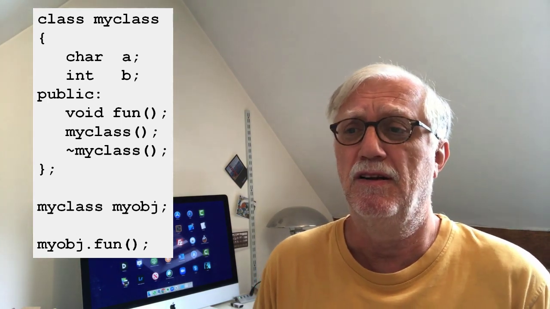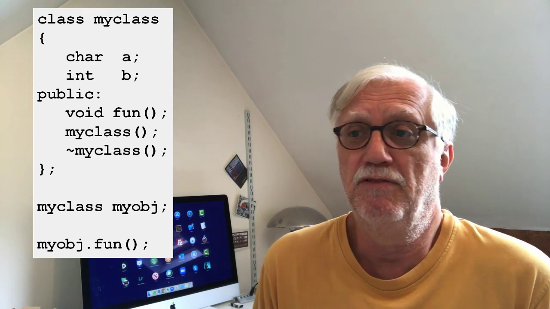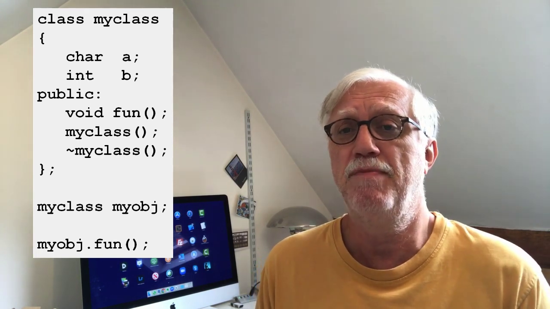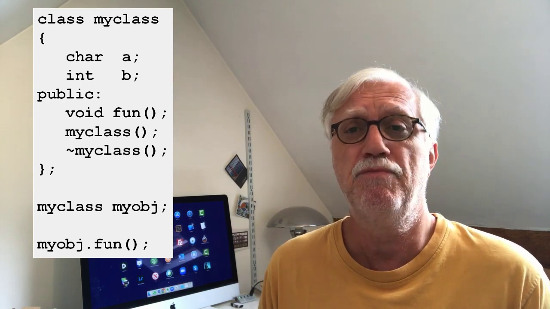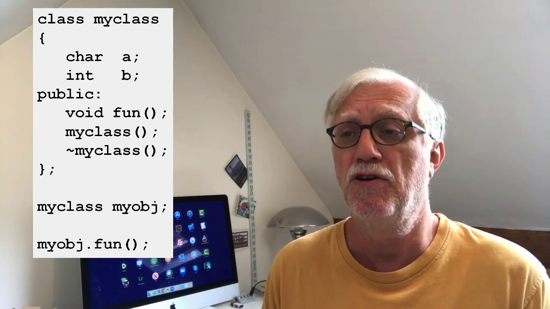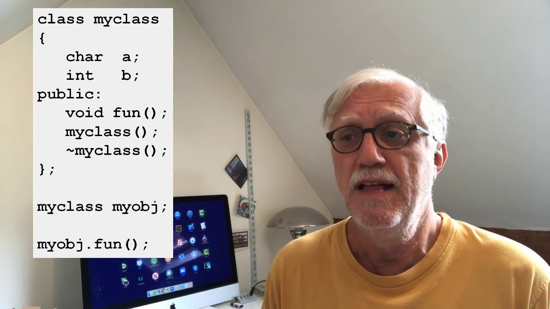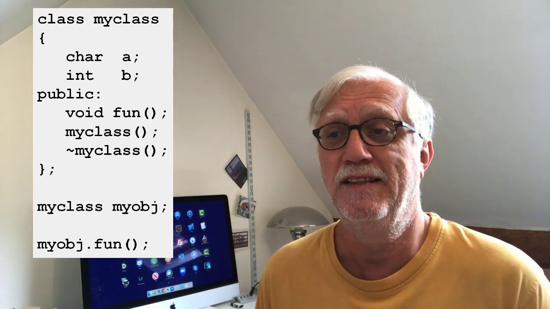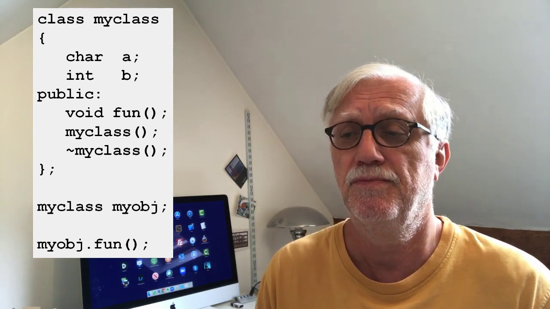Now what's different about a class, well, apart from the fact we can include functions, is the different parts of the class may be private or public. In fact, they're private by default. So the A and B member variables here are not accessible to the outside world. They're accessible to the function fun, but not to anything outside of the class.